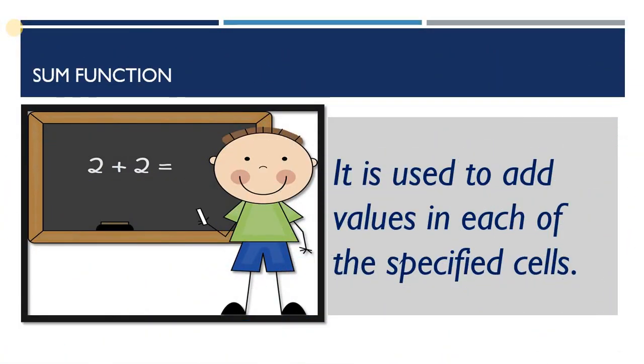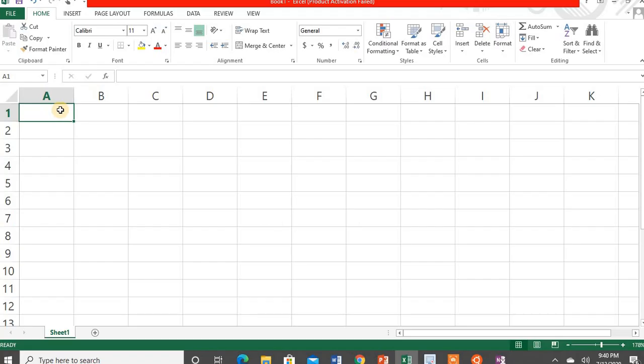Now, the sum function. As the name suggests, the sum function is basically used to add the values given in the specified set of cells. So how are we going to apply the sum function? Just see the example which I am going to show you in the MS Excel sheet. Okay, so here we are. This is your Excel sheet.